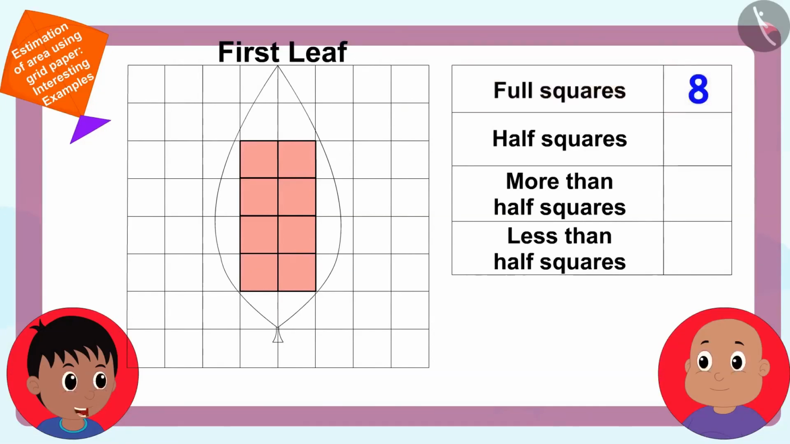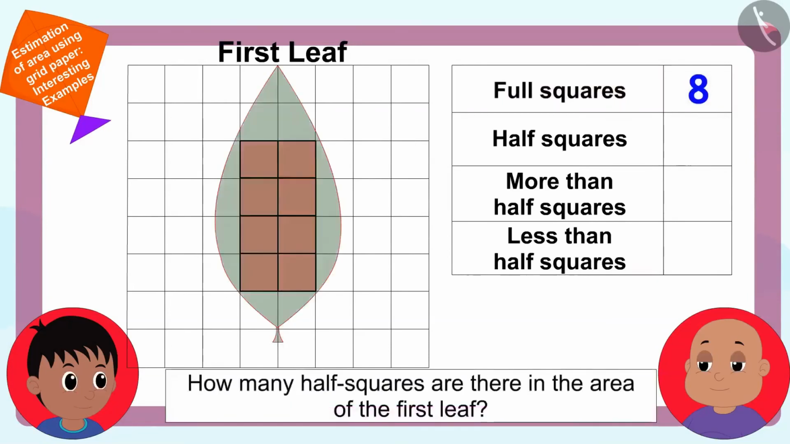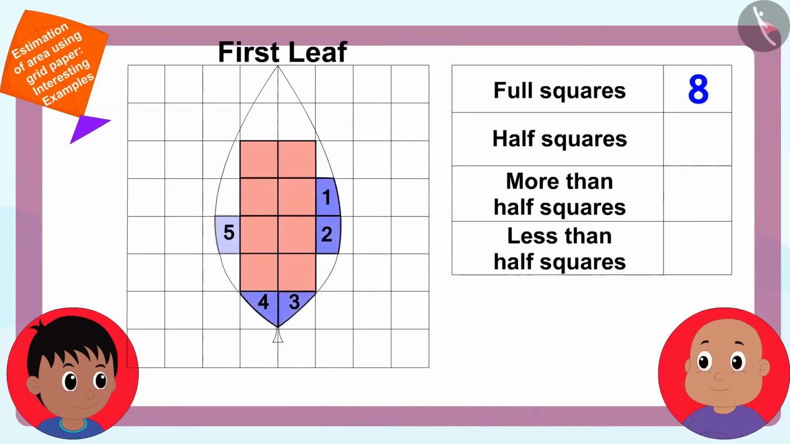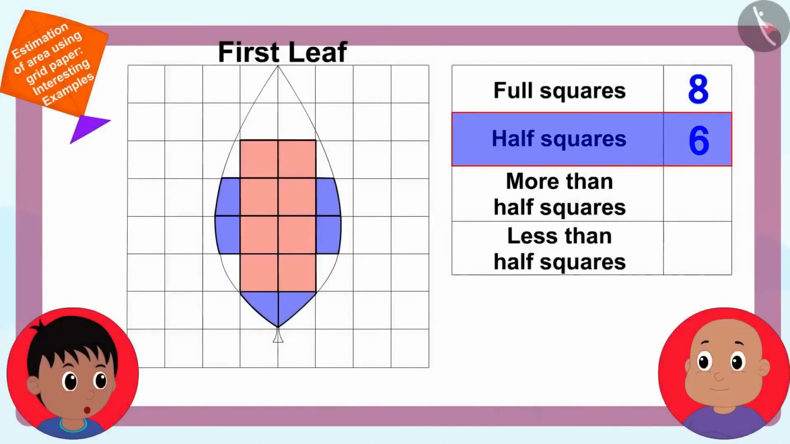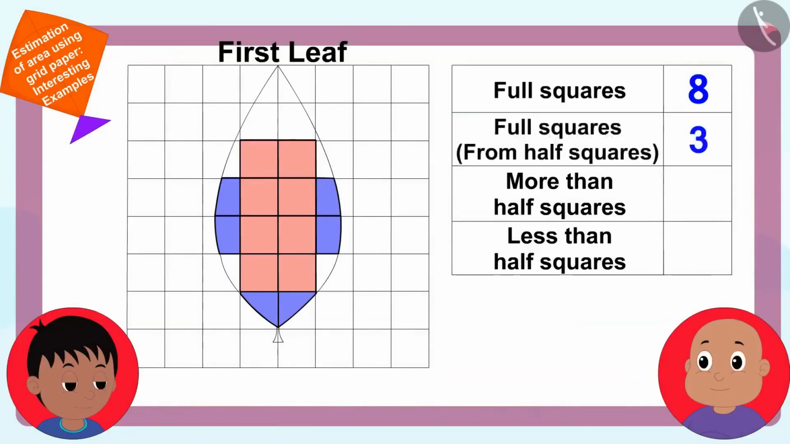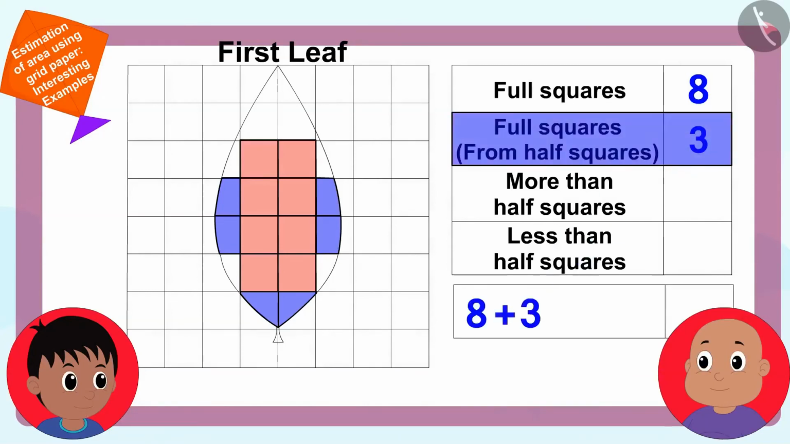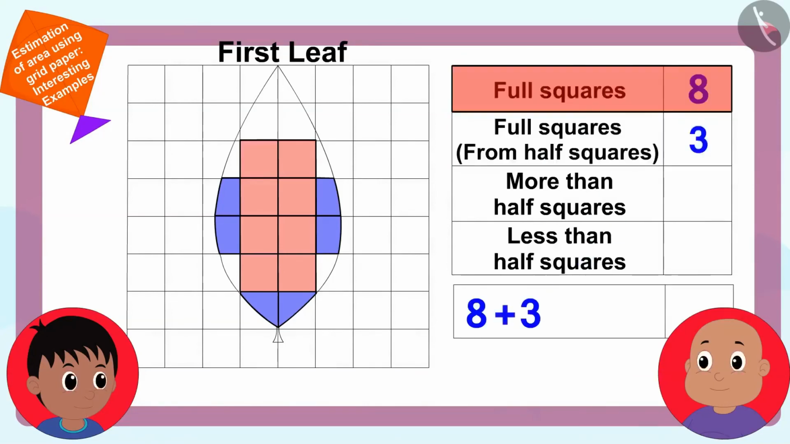Now, can you tell me how many half squares are there in the area of the first leaf? Raju asked. Bablu looked closely and said, 6 squares. 6 half squares. We can even write them equal to 3 full squares. Raju added 3 to the number of full squares previously written.